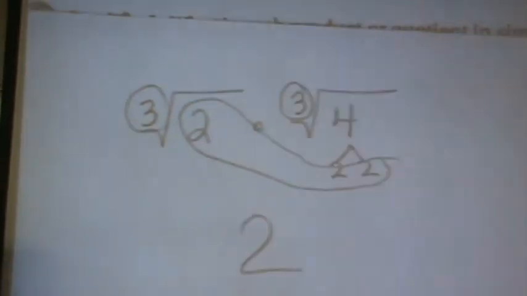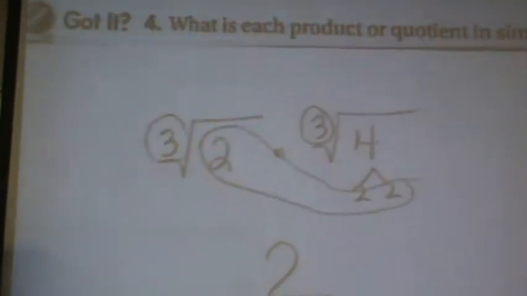Can we reach over and grab those 2 and group them together? And what's my answer then? 2. Did everyone catch that? So when you're multiplying and the indexes are the same, you can reach over and grab and make your sets of whatever of a kind you're looking for, right?